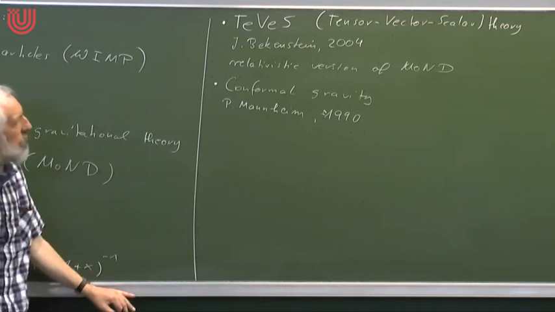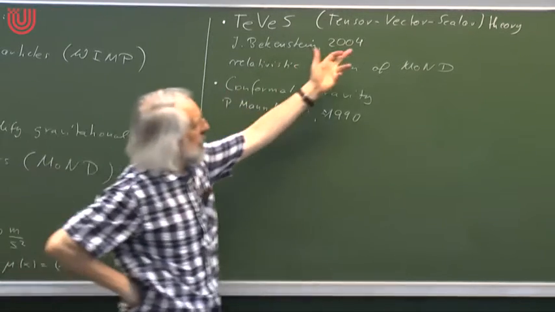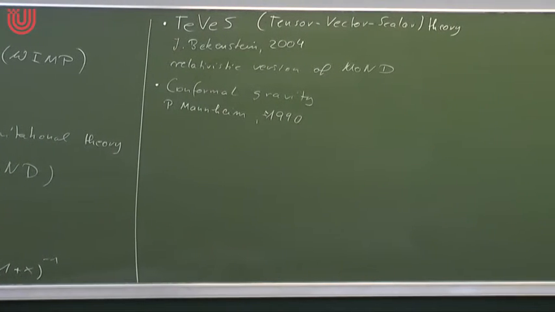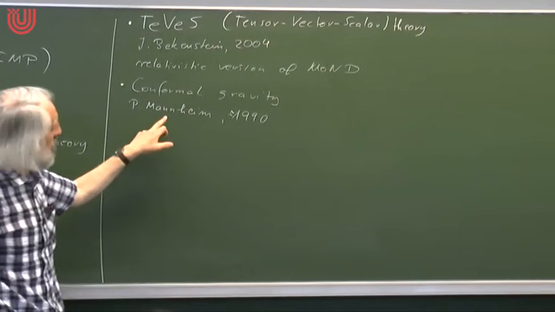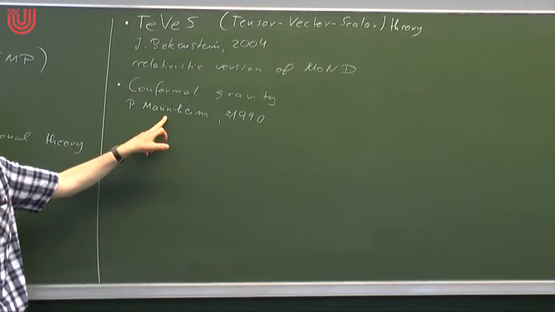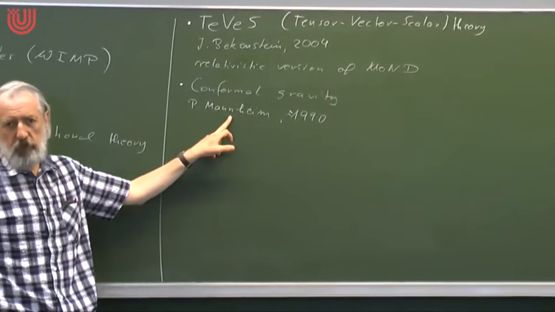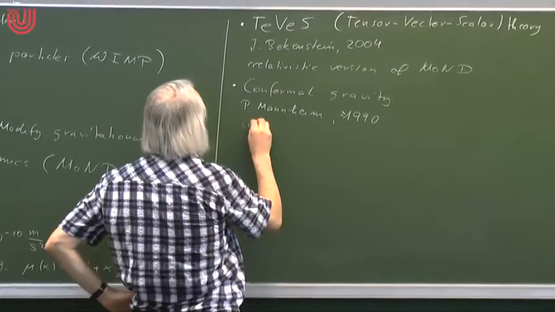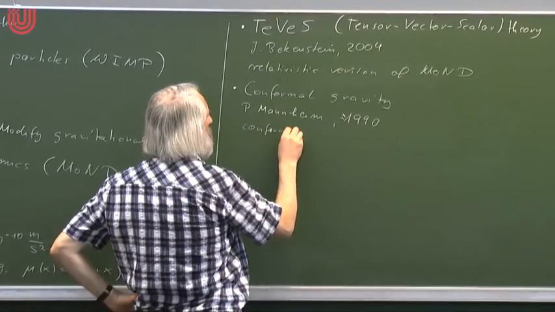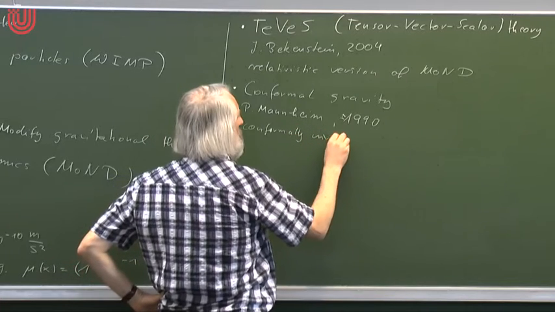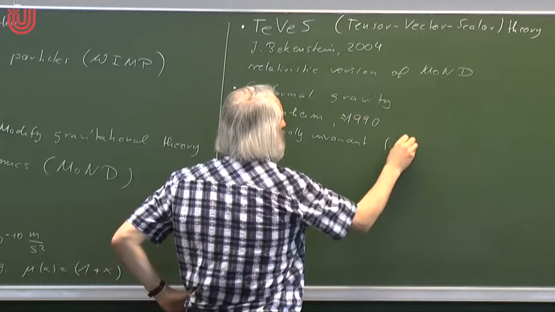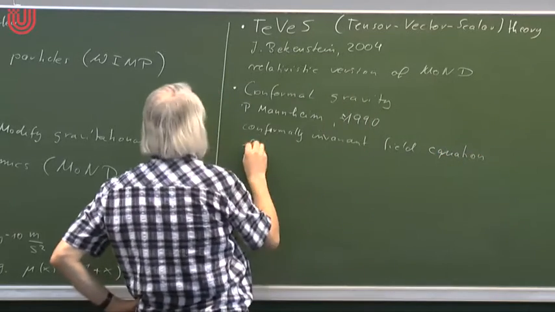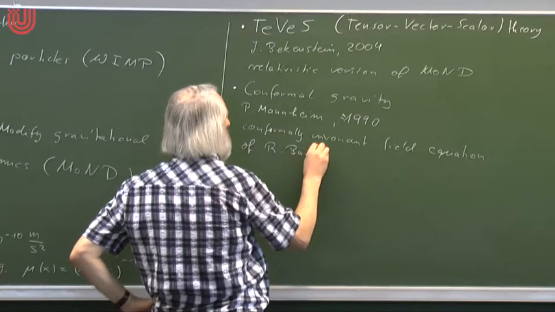So we still only have a metric. We don't have all these other rubbish here. We just have a metric, but the field equation looks quite different than the Einsteinian field equation. Actually, what Mannheim revived was a theory which is very old, which was suggested already in 1920 by the German mathematician or physicist Rudolf Bach. So this is the conformally invariant field equation of Rudolf Bach from 1920.